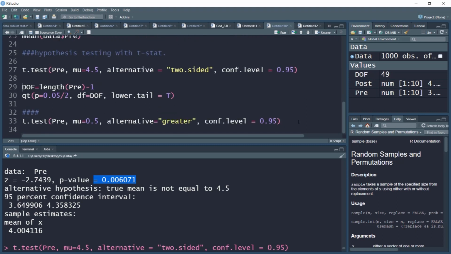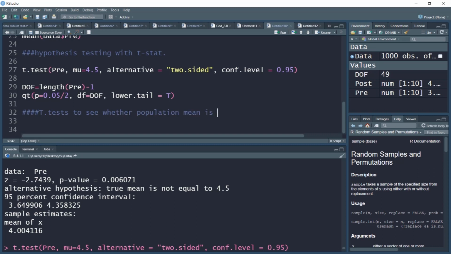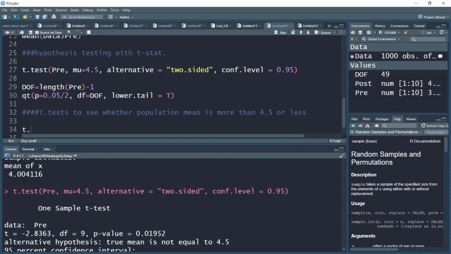So now we'll move to single tail test and we'll try to establish whether the population has a mean of more than 4.5 or less than 4.5. So in this, we'll conduct the t-test to see whether population mean is more than 4.5 or less. So first, let us see if it is more. Although we already have some intuition looking at the previous z values and t values that it is lower than 4.5, still we'll design our test.